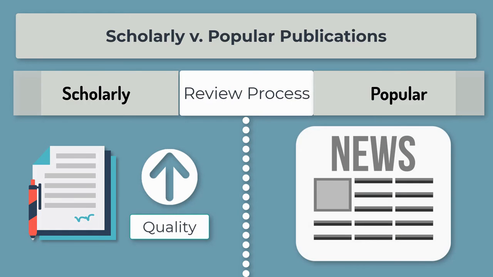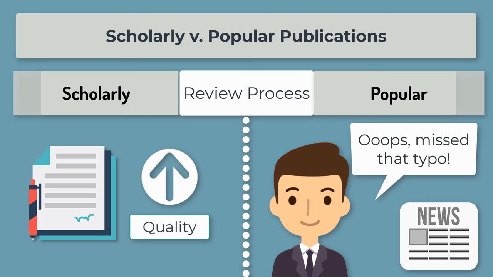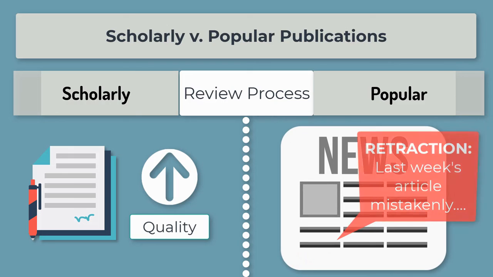Popular publications, however, go through a very basic editorial review, and not even that sometimes, before they're published. Because the review processes are so limited, there's often limited room for catching errors prior to publication. As a result, you often see retractions, which are reported corrections, in popular publications.